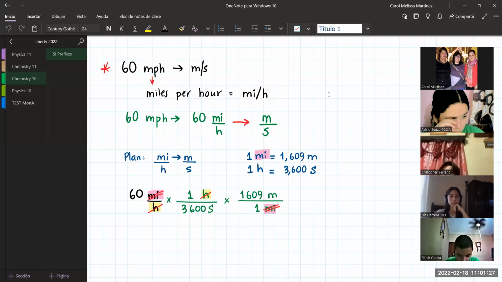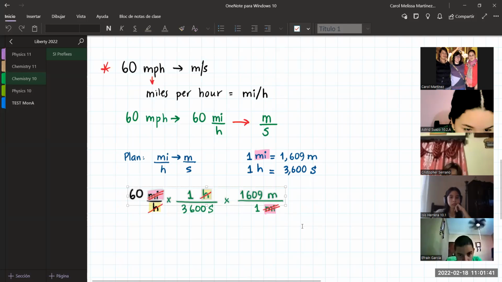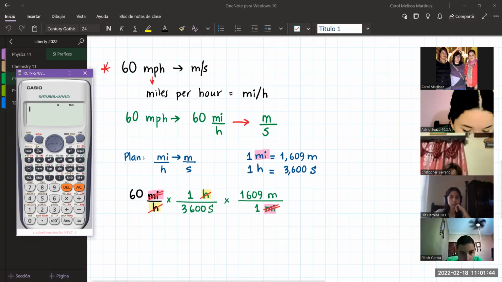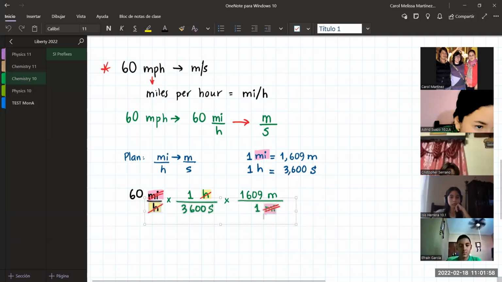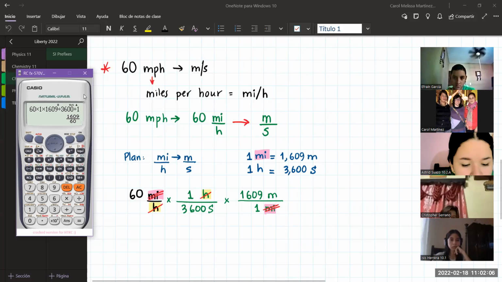Notice that the final units are going to be meters up and seconds down. Okay, that's exactly what I want. Meters up, seconds down. In your calculator, as I told you already many times, everything in the top multiplies. So your calculator is going to be 60 times 1 times 1,609. And below I will divide by all this, which is divided by 3,600 divided by 1. 26.81.